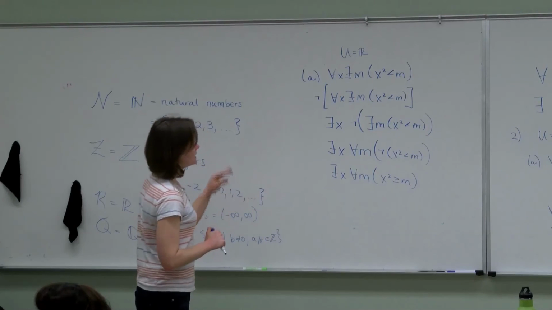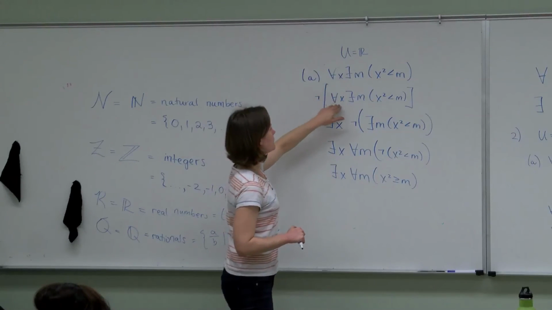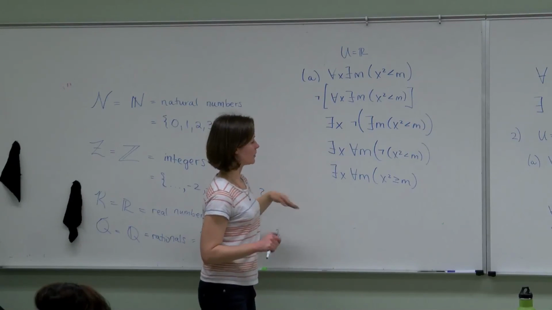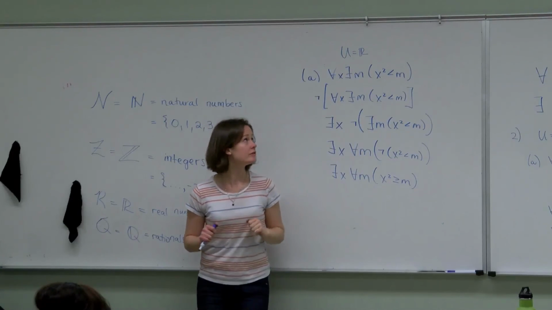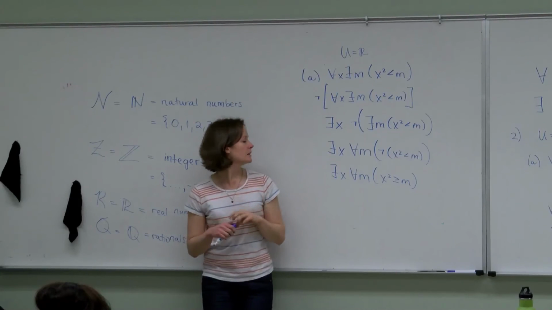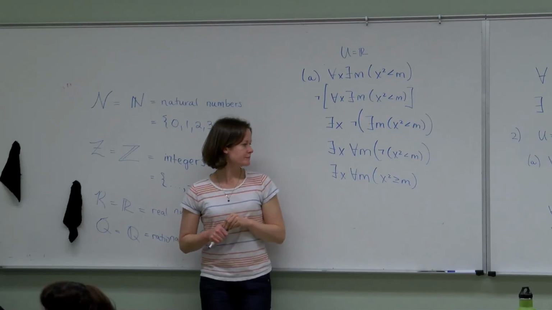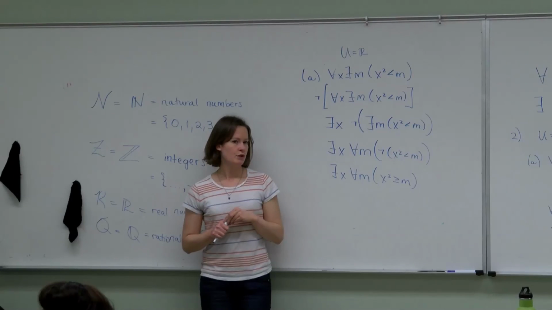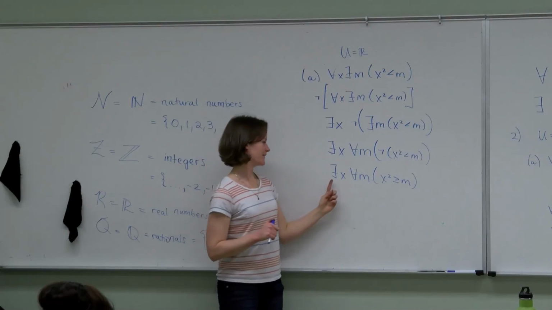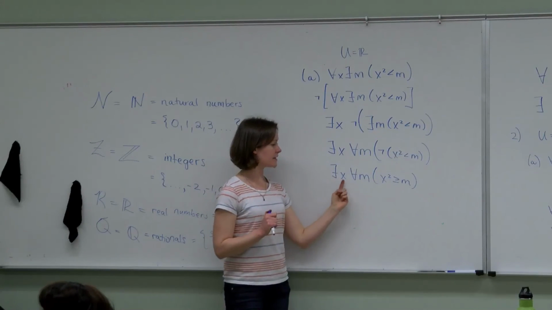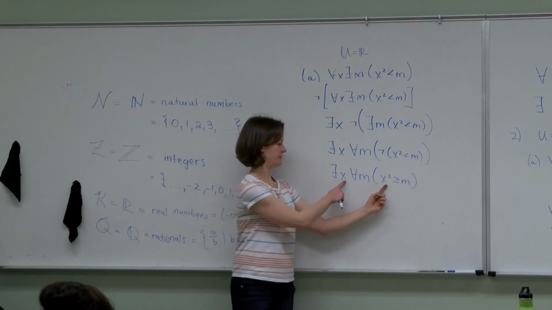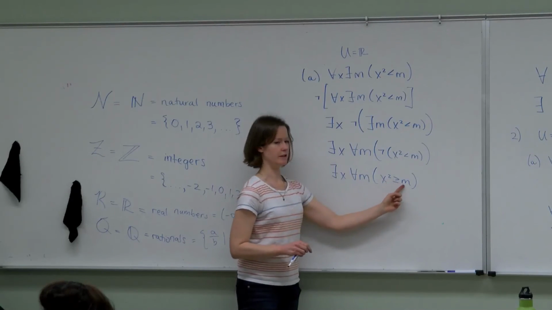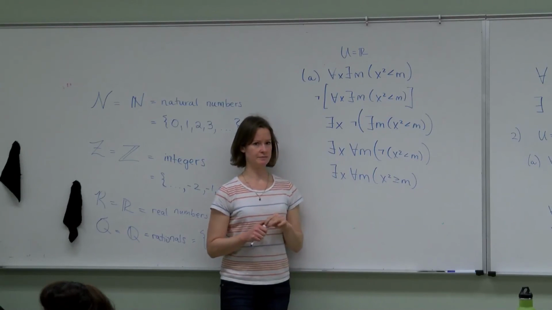Okay, so in addition to negating this original statement step by step, we're also asked to evaluate whether the resulting statement is true or false in the universe. Reading this again, it says there exists some real number so that for any other choice of real number, the square of our fixed real number is greater than or equal to the second real.